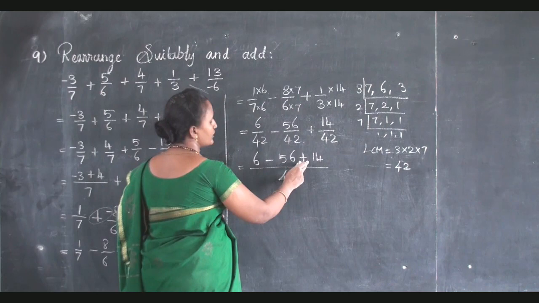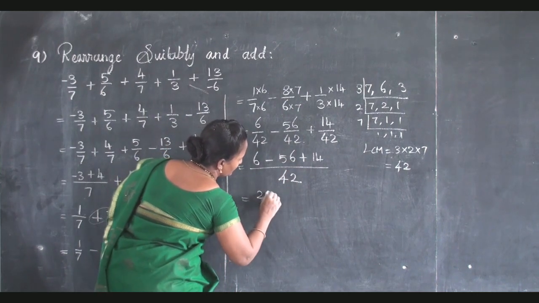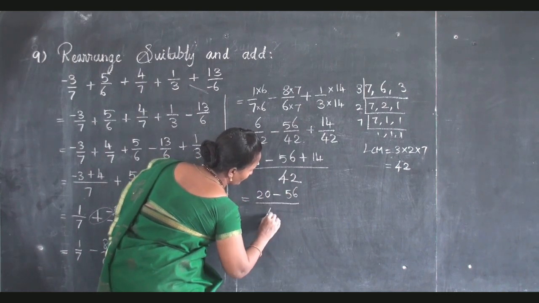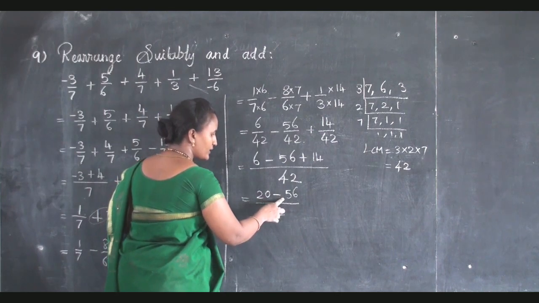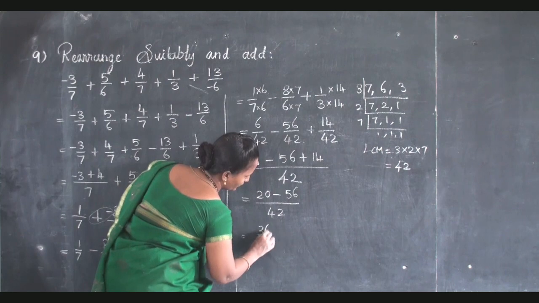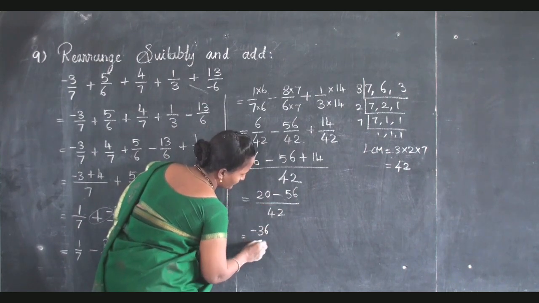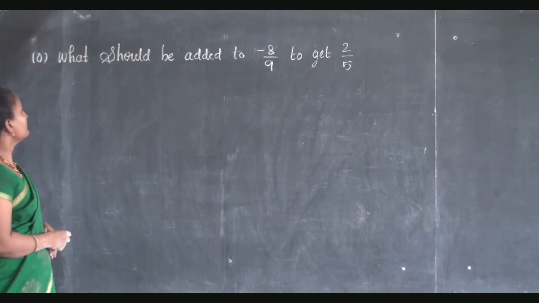Here 6 and 14 are positive, so add this first: 20 minus 56 divided by 42. Now 20 minus 56, so we have to subtract. So 36. Which one is greater here? 56. So the sign is minus. Minus.